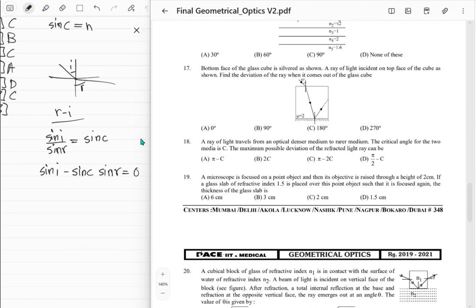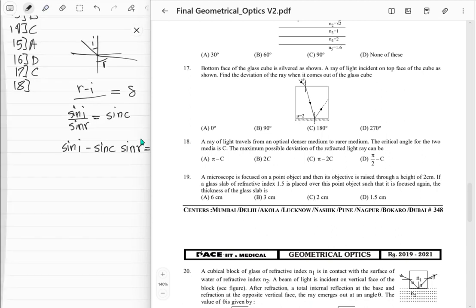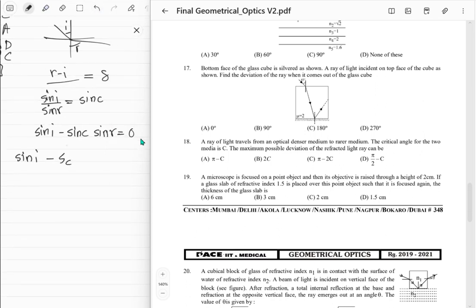We will say, okay, R is equal to I plus delta, and we'll see what we get from that. So doing that, we just get, it's not 0. Actually, it is. It's 0. Yeah. So this is our delta. I want to maximize delta. Let's just put R is equal to I plus delta and see what we get. Sine I minus sine C times sine of I plus delta, which is sine I cosine delta plus cosine I sine delta, is equal to 0 or something.